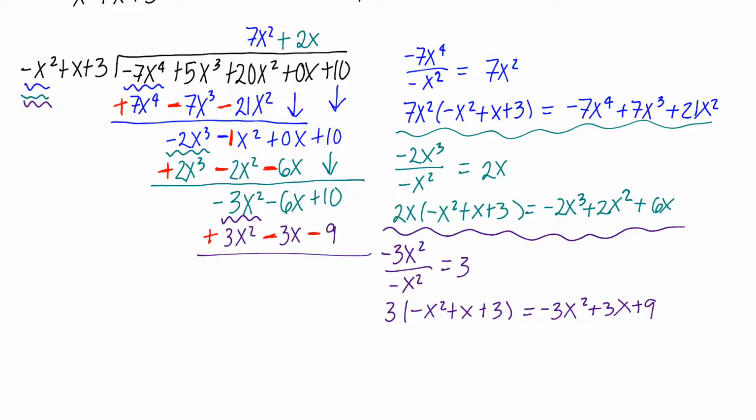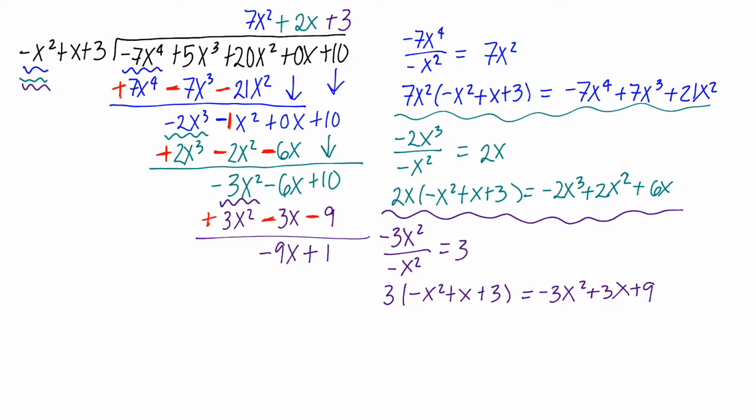The 3x squareds cancel. Negative 6x minus 3x is negative 9x. 10 minus 9 is 1. And now the degree of our remainder is less than the degree of our divisor, so we are good. And look at that, I forgot to put this 3 up here. I always forget to do that. Thought I was going to get through without doing that once, but nope.